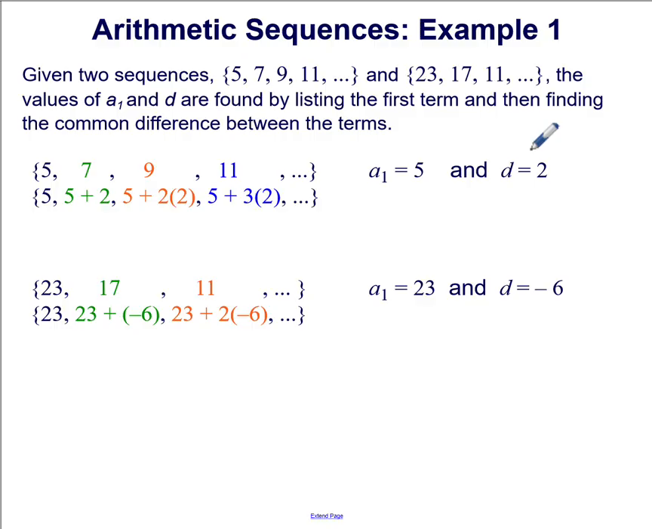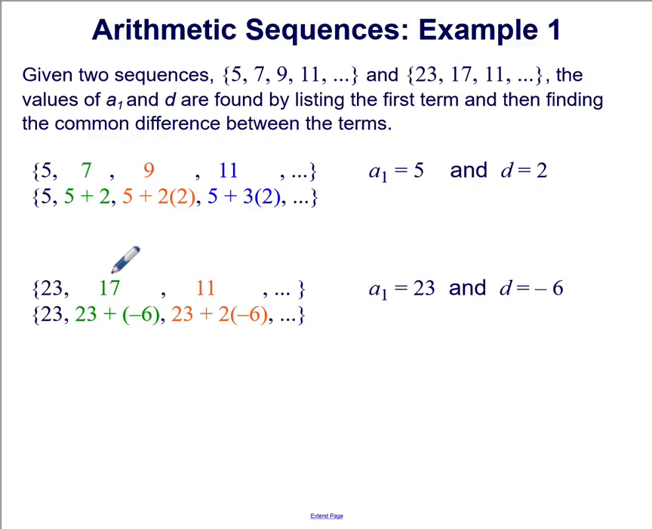Now, for the other example where we have 23, 17, and 11, that is found by taking a term and subtracting the previous term. So 11 minus 17 is negative 6. 17 minus 23 is negative 6. So the common difference is negative 6. The first term is 23. So notice we start with 23.